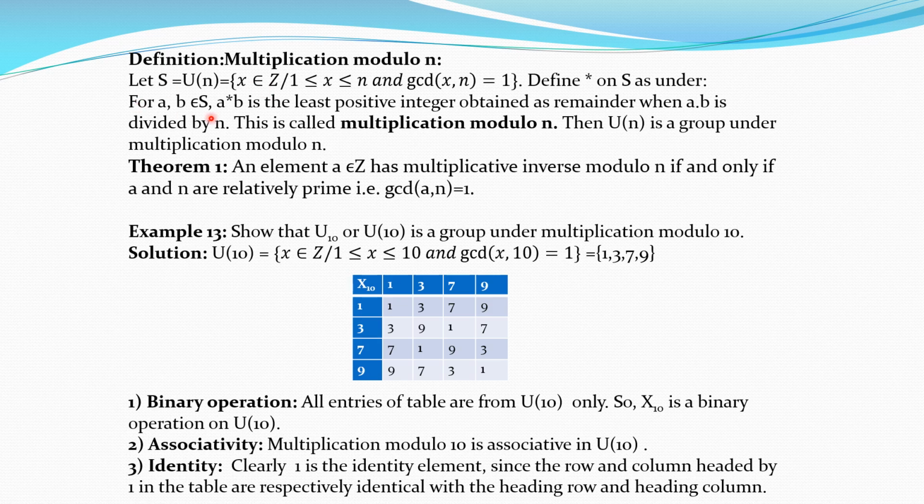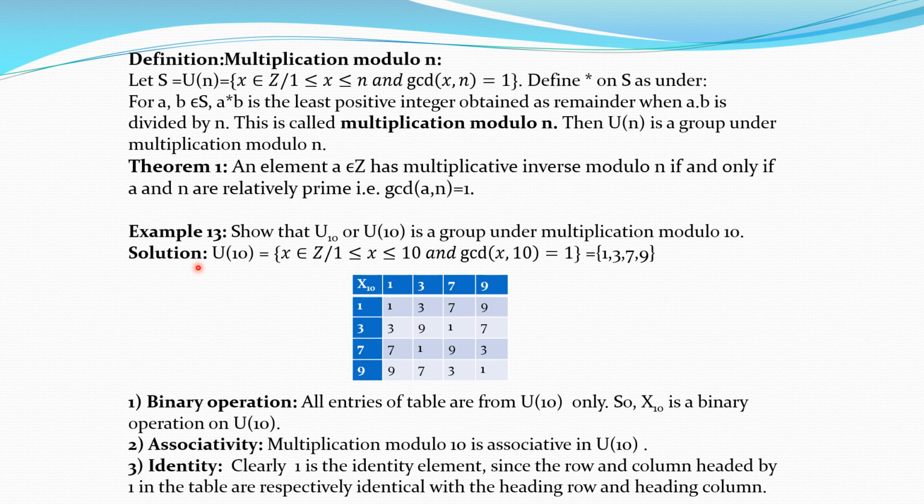Now for this set particularly, we have to show that U10 is a group under multiplication modulo 10. Here we have taken particular value of n as 10. So by using definition of Un, U10 contains x in Z such that 1 less than or equal to x less than or equal to 10 and GCD of x and 10 is equal to 1. It means U10 contains the integers from 1 to 10 with GCD with 10 is 1.